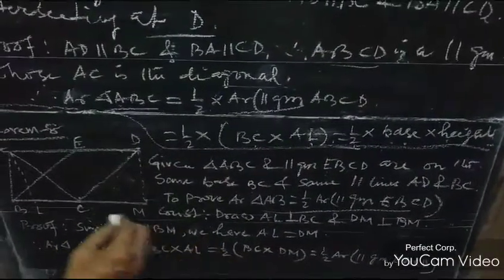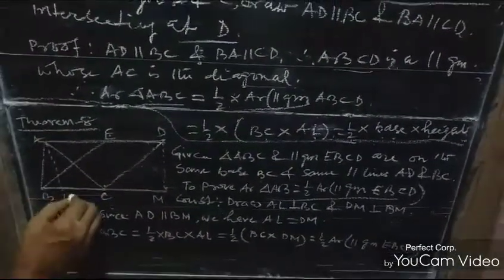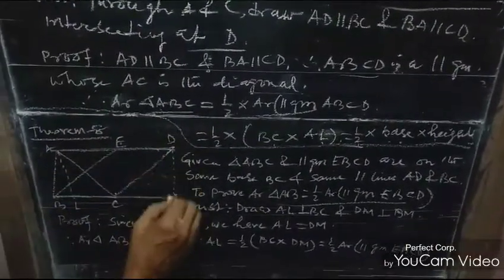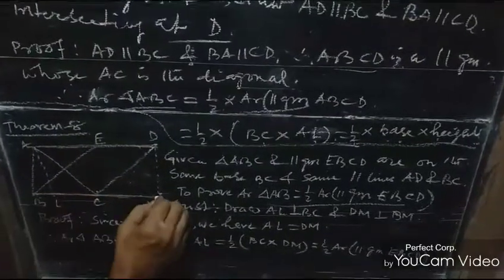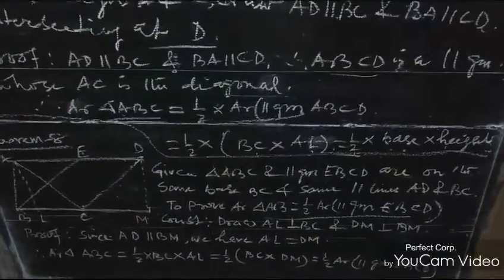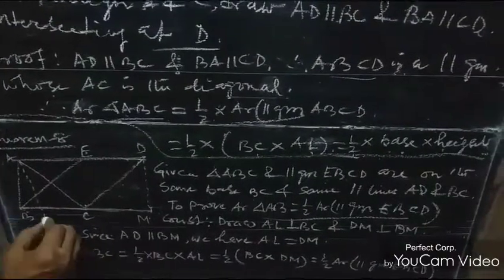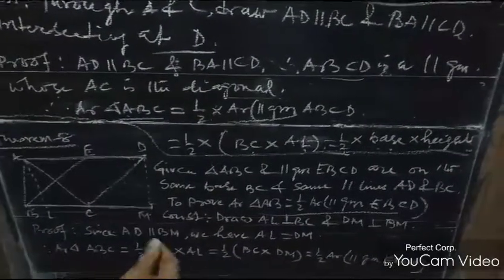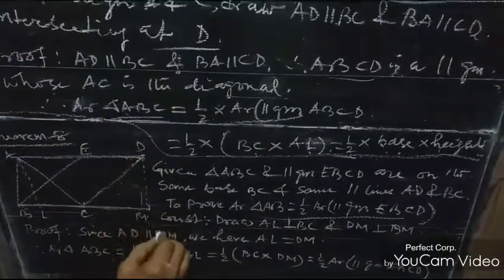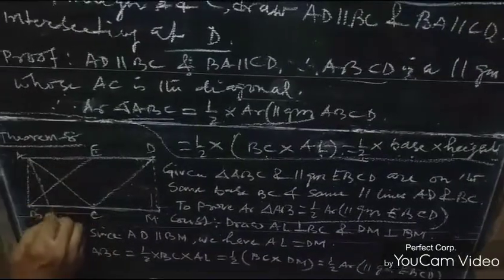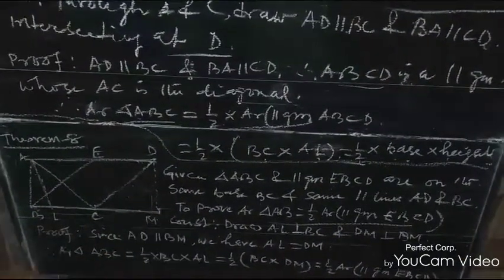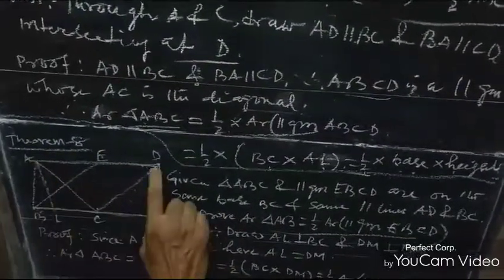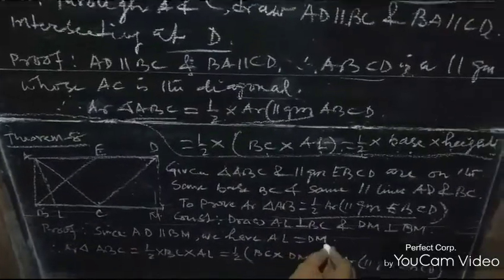Construction: we draw perpendiculars from A and D on BC, which are AL and DM, where BC is produced and meets at point M. Now since AD and BM are parallel, AL equals DM, because AL is perpendicular on BC and DM is perpendicular on BM.